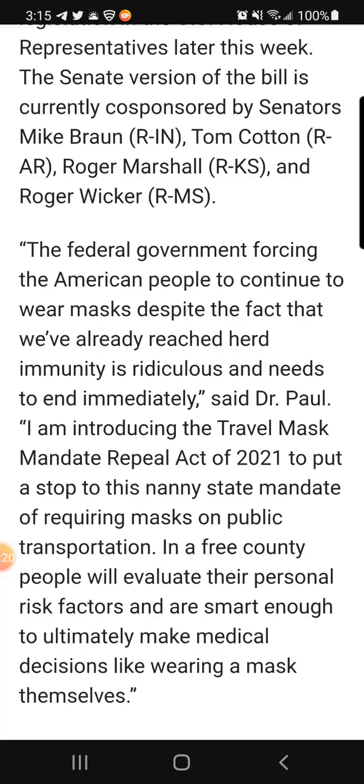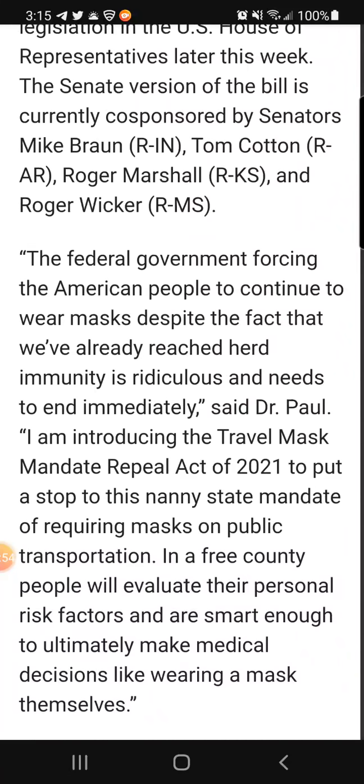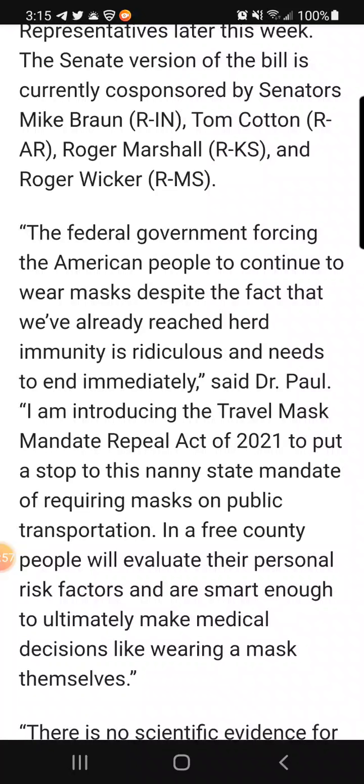The federal government forcing the American people to continue to wear masks despite the fact that we've already reached herd immunity is ridiculous and needs to end immediately, said Dr. Paul. I am introducing the Travel Mask Mandate Repeal Act of 2021 to put a stop to this nanny state mandate of requiring masks on public transportation. In a free country, people will evaluate their personal risk factors and are smart enough to ultimately make medical decisions, like wearing a mask themselves.